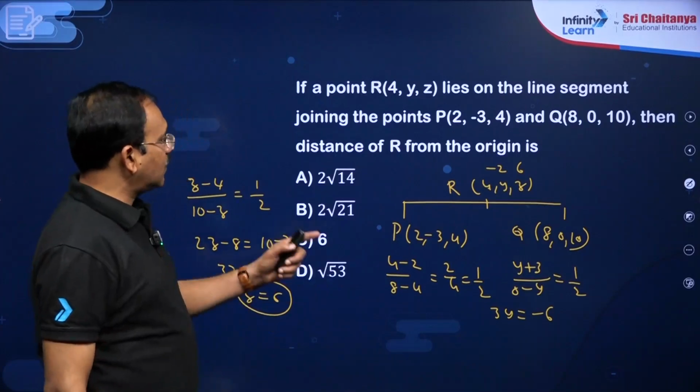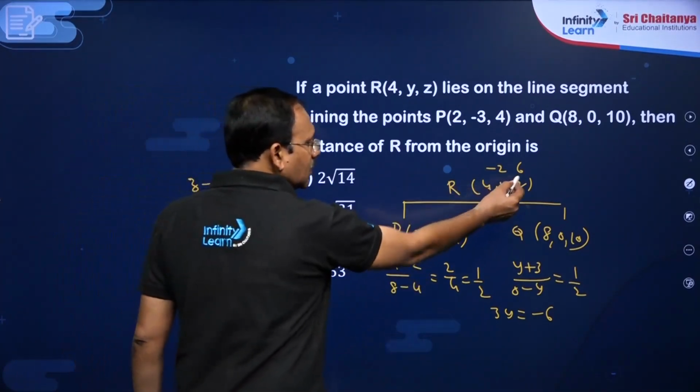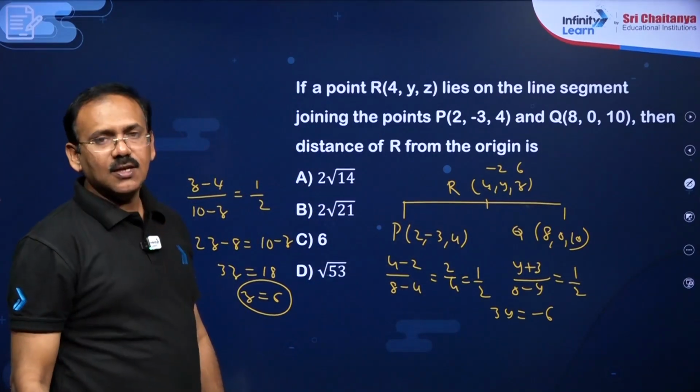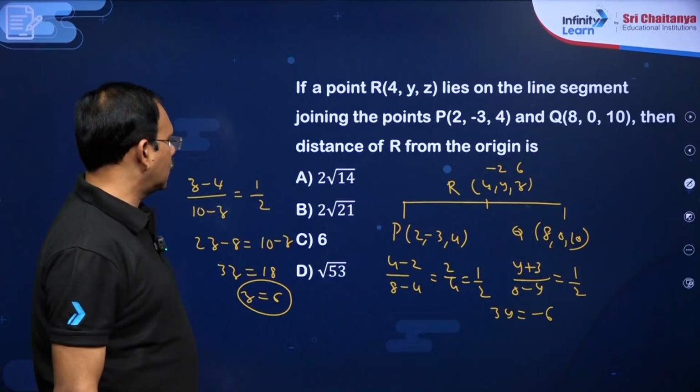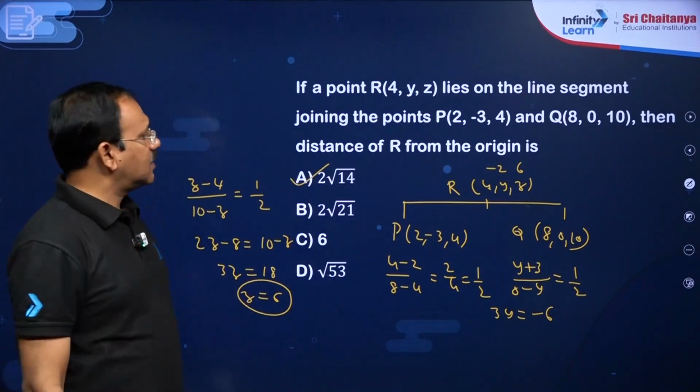Now we have to find the distance of R from origin, that is root of 36 plus 4 plus 16, which is root of 56. 56 means option A. Clear? That is it, dear students.